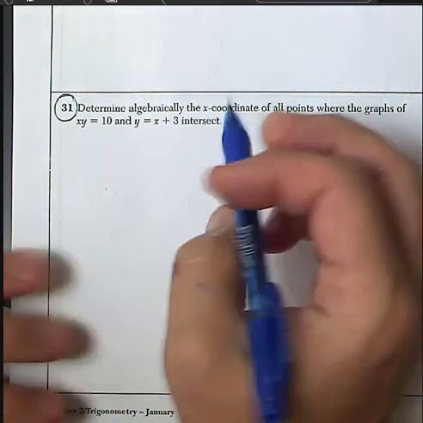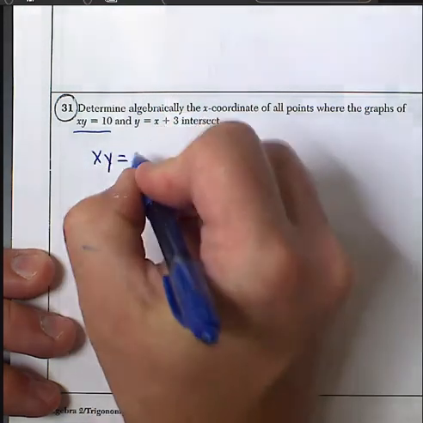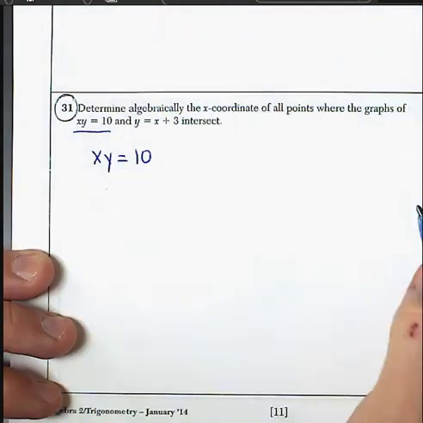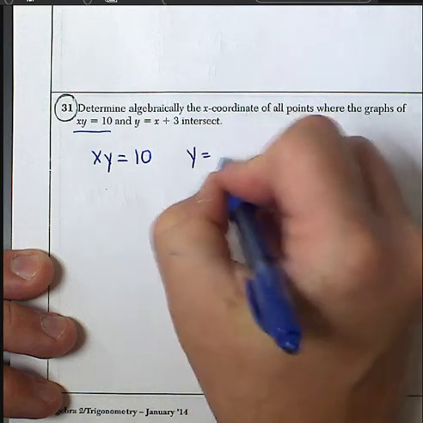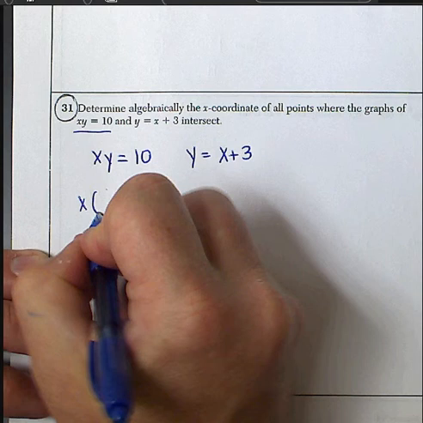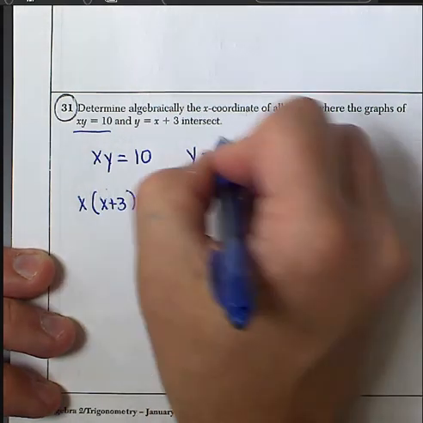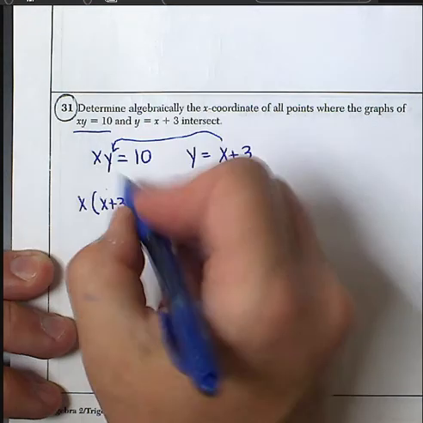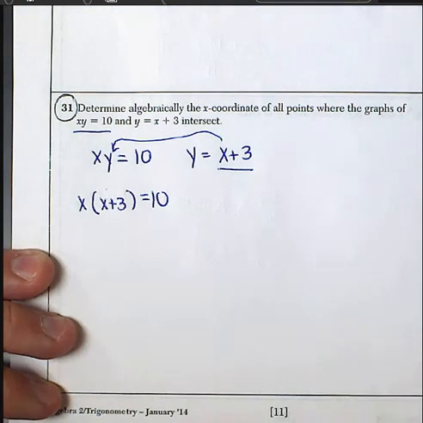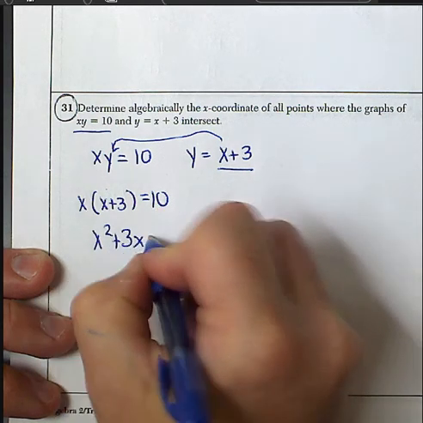The best place to start here, especially if they want it algebraically, is with this equation. I can't go to the graph, so what do we know about y? y is equal to x plus 3, so I'm going to take that x plus 3 and plug it right into y. That leaves me with x times (x plus 3) equals 10. That's x squared plus 3x equals 10.